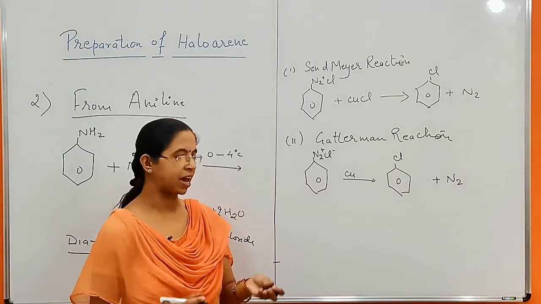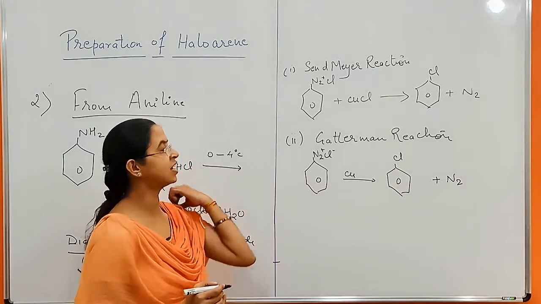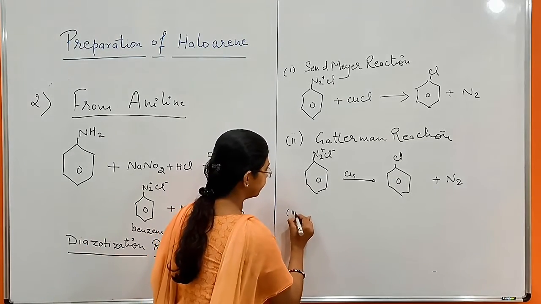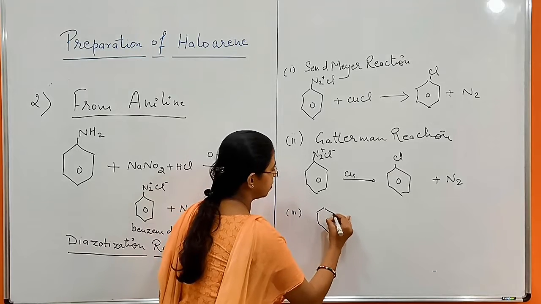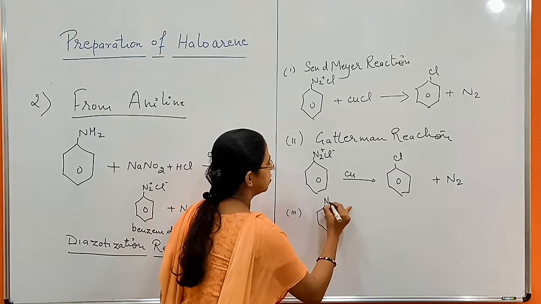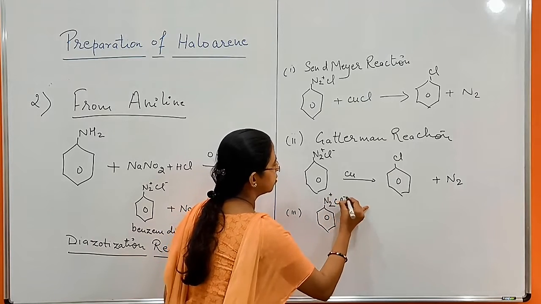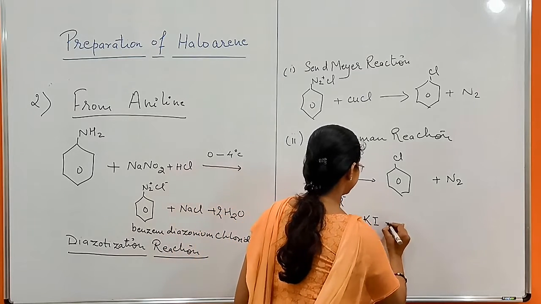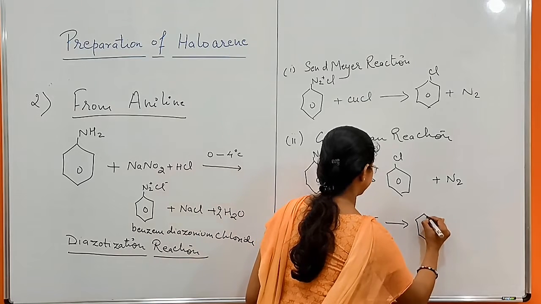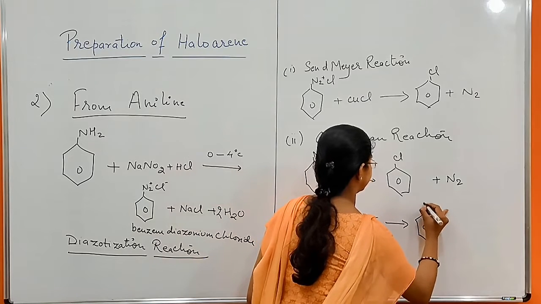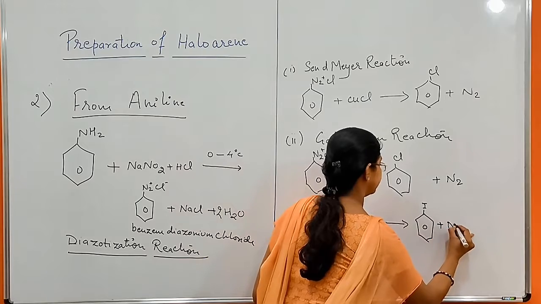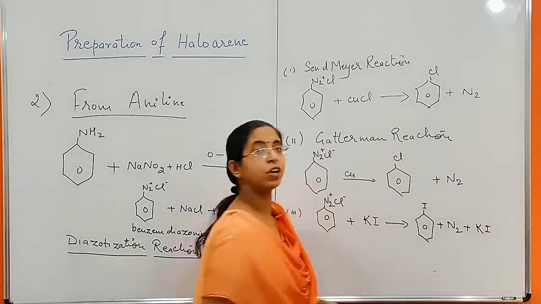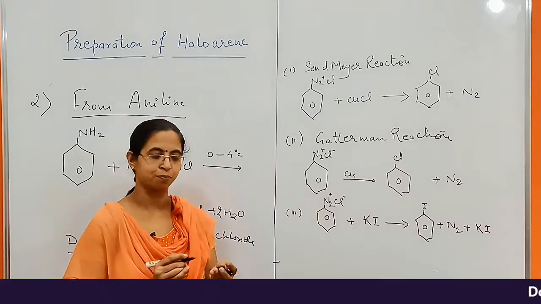Now we can prepare other compounds also, like we can prepare iodo compound. For this, we will take potassium iodide. Now we can also prepare fluoro compounds.